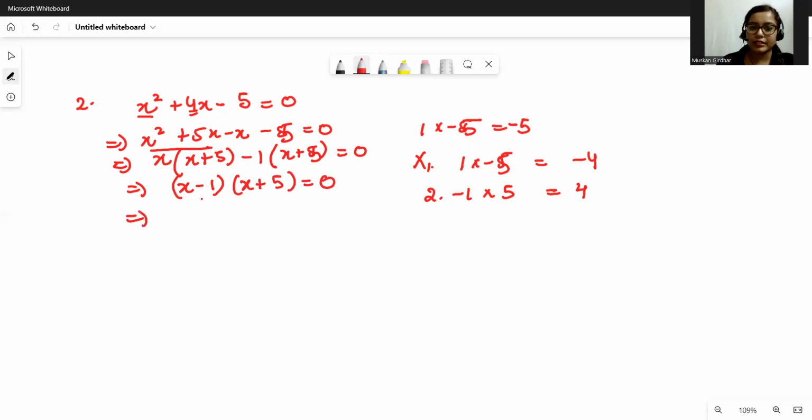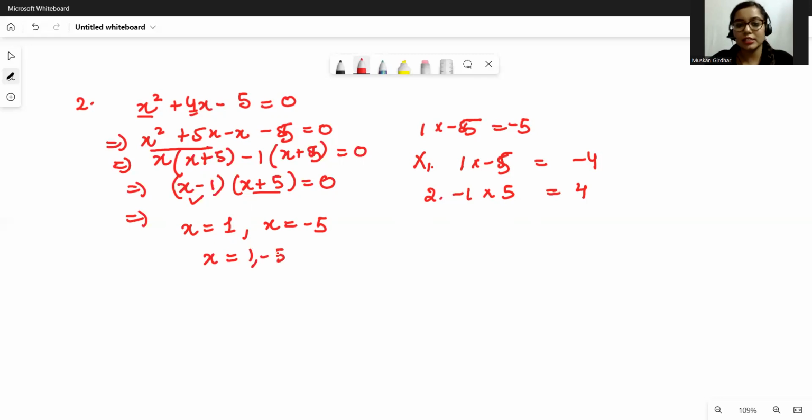So the values of x can be either of these equal to 0. If I put this equal to 0, I get 1, and if I put this equal to 0, I get minus 5. Now what are 1 and minus 5? Exactly, Rohan. Those are the roots of the given quadratic equation.